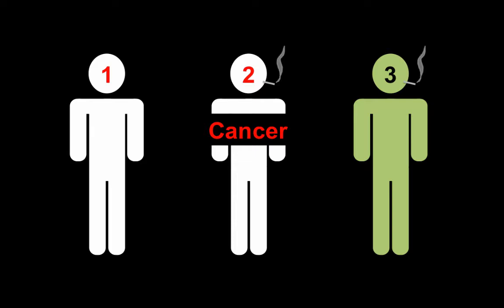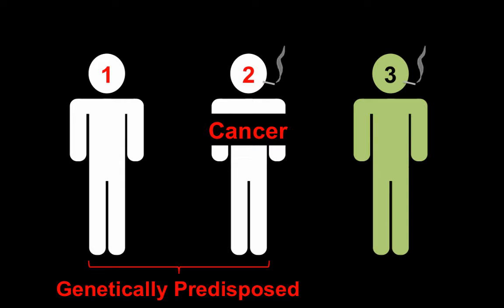He has the same DNA as person 1, and he smoked just like person 3. Why did he get cancer and the others didn't? Well, what we can say is that person number 1 and 2 were genetically predisposed to getting cancer, so they were more likely to get it. Person number 3 was actually genetically protected against cancer.